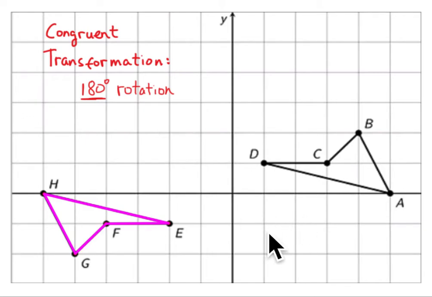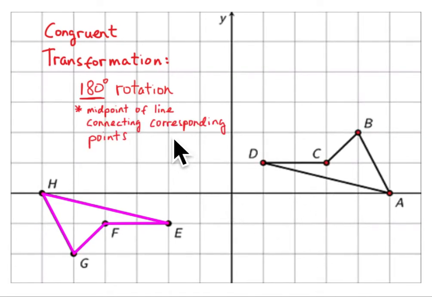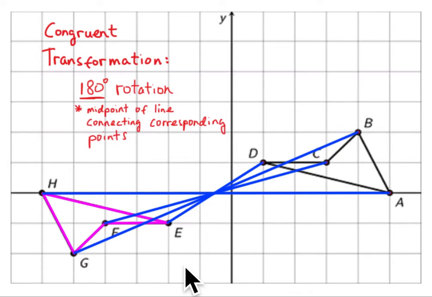It's a 180-degree rotation. Now remember, for a 180-degree rotation, if you take a line that connects each of the corresponding points, the center of rotation will be the midpoint of that line, and they will all intersect at the center of rotation. So if you connect all the corresponding points, they will intersect at the center of rotation like this. And so here I've drawn these blue lines to connect all the corresponding points, and the center of rotation is right there. Now I could draw circles and show you that rotation as I have in the past.